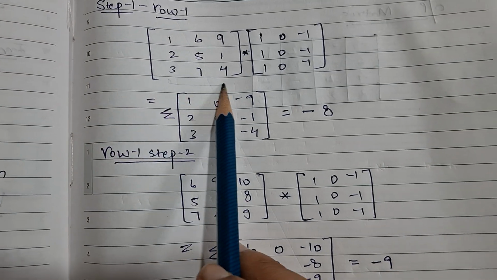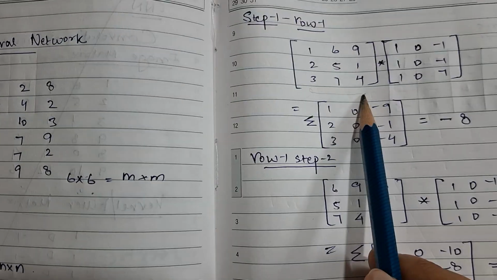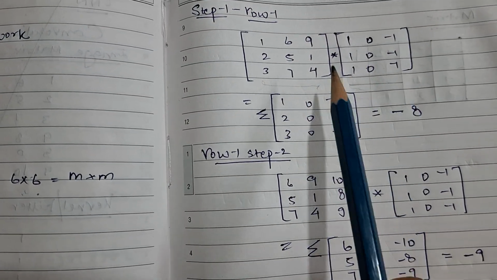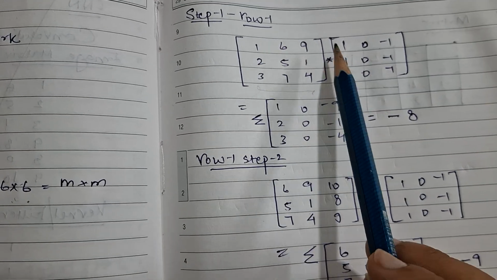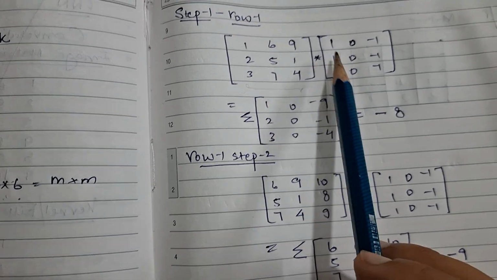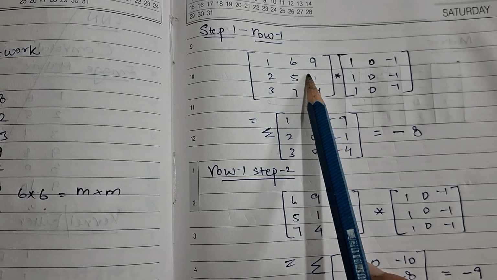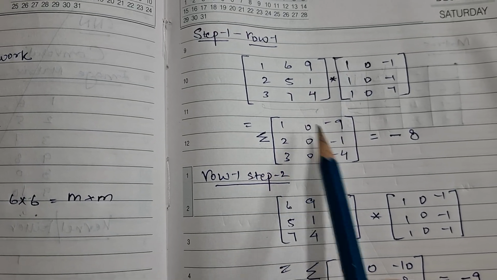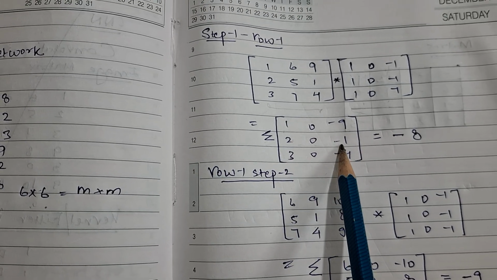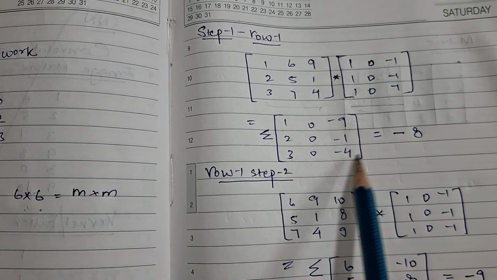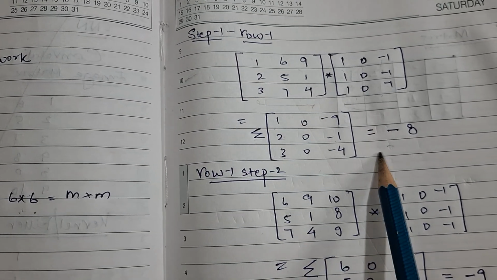We have the leftmost uppermost corner of our image matrix, and we have our kernel or the filter. We have multiplied all the individual elements of these matrices. 1 multiplied by 1 is 1, anything multiplied by 0 is 0, and anything multiplied by minus 1 is minus of the same number. And then we sum all of these. That means 1 plus 0 plus minus 9 plus 2 plus 0 plus minus 1 plus 3 plus 0 plus minus 4, which gives us our step 1 row 1 answer, which is minus 8.